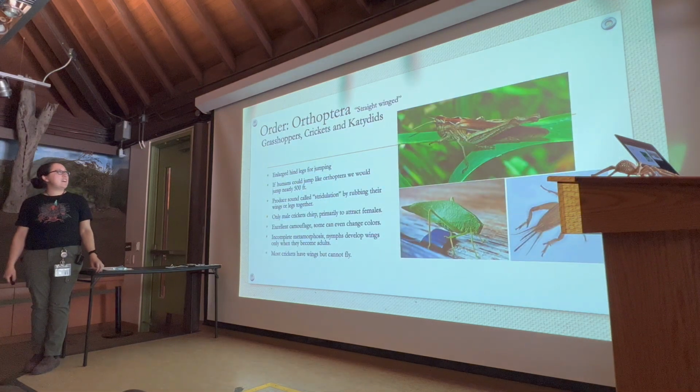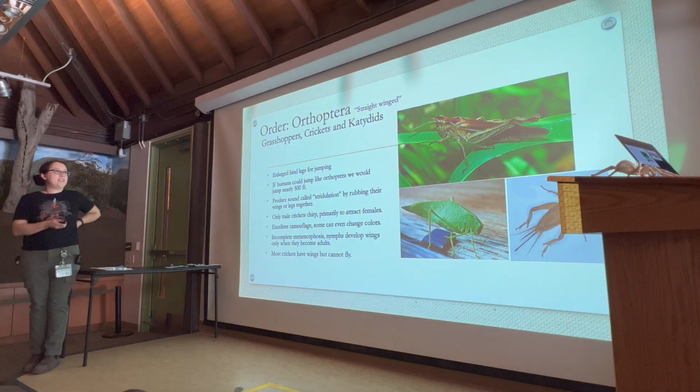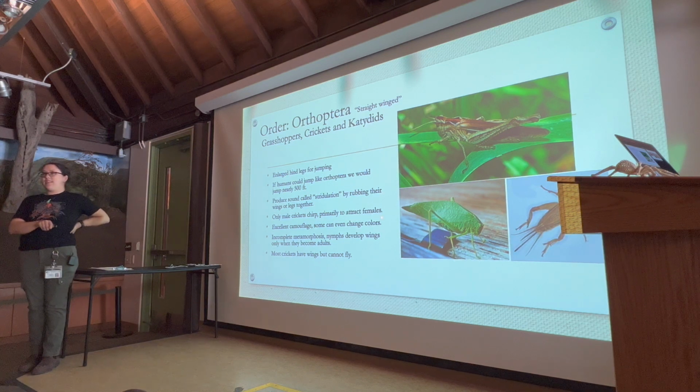Okay, Orthoptera. That is our grasshoppers, crickets, and katydids. And that means straight-winged, because their wings are pretty straight against their back. The main thing with them is the hind legs for jumping. They have really strong, basically hydraulic-powered jumping legs to get from place to place. They have wings, but they don't use them to fly a whole lot. If we were a grasshopper, our equivalent jump would be 500 feet. So yeah, they're really fast.